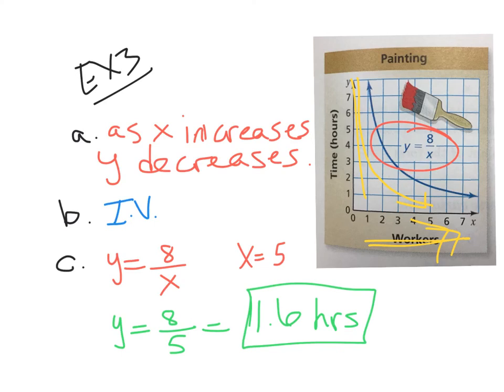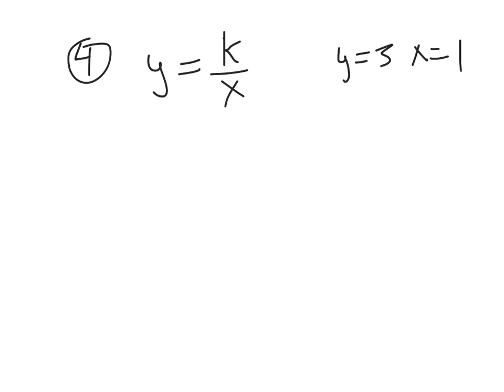Any questions? All right, let's do number 4, on your paper. Suppose y varies inversely with x. So what's the inverse equation? y equals k over x. So this is saying y is inverse with x. And they tell you y equals 3 when x equals 1. So this is everything they told us. Write an equation that relates x and y.